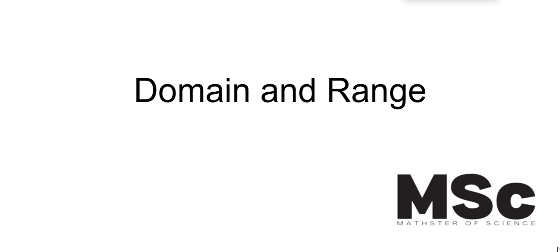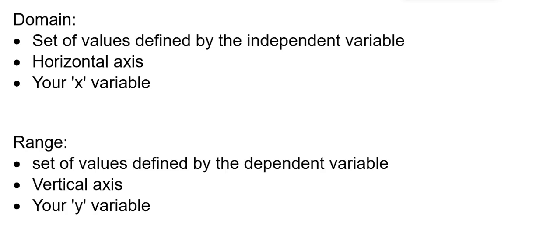In this video, we're going to be looking at the domain and range of functions and relations. The domain of a relation is the set of values defined by the independent variable. This is the variable along the horizontal axis. By default it would be your x variable, although it doesn't always have to be x. It could be a time variable or something else that is independent along that x-axis.